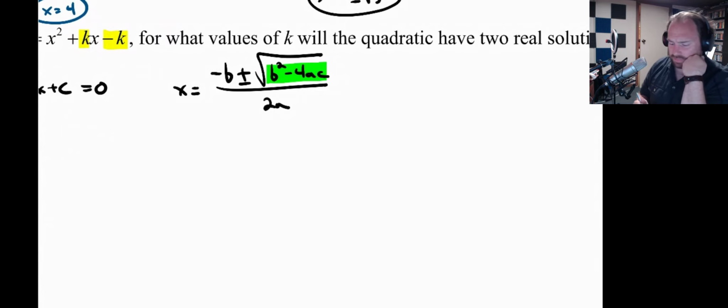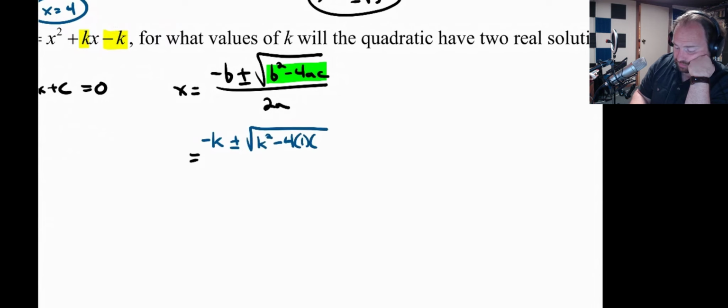But let's go ahead and plug our knowledge in right now. So we are looking for negative k plus and minus the square root of k squared minus 4 times a, which is 1, and c, which is negative k.